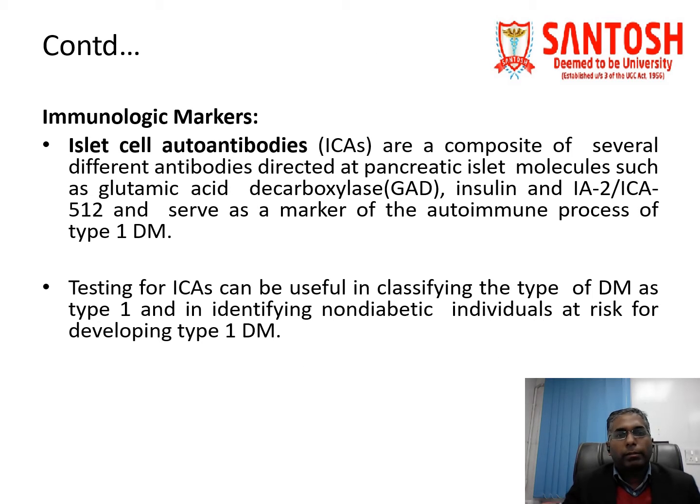Certain immunological markers can be tested for the predisposition of type 1 diabetes or attributing to certain etiologies, like islet cell autoantibodies, which are a composite of several autoantibodies that act at pancreatic islet molecules such as glutamic acid decarboxylase, insulin, and IA2/IC512, and serve as a marker of the autoimmune process of type 1 diabetes. Testing for ICA can be useful in classifying the type of diabetes as type 1 and identifying non-diabetic individuals at risk of developing type 1 diabetes mellitus.